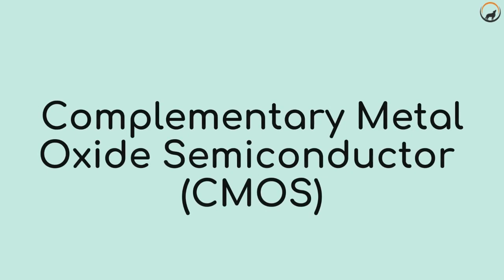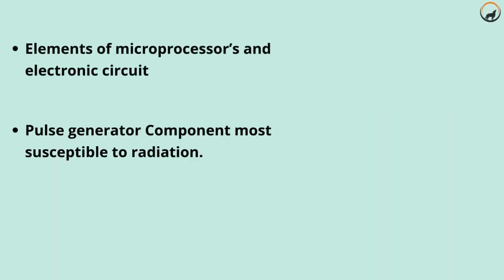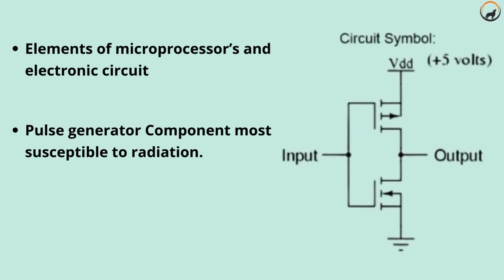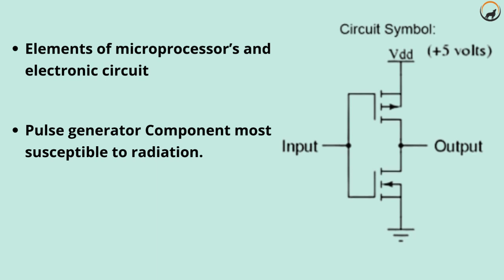The complementary metal oxide semiconductor, or CMOS, can be found as elements of microprocessors and electronic circuitry of the components found in the pulse generator. It is most susceptible to radiation.